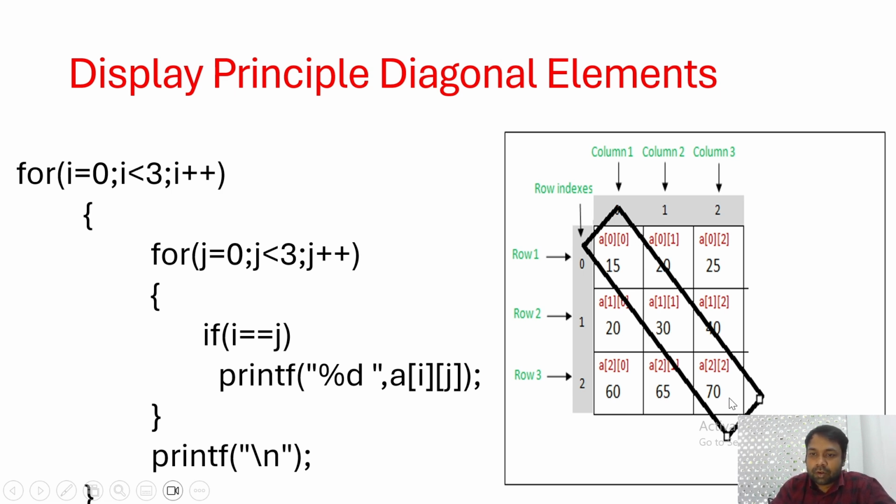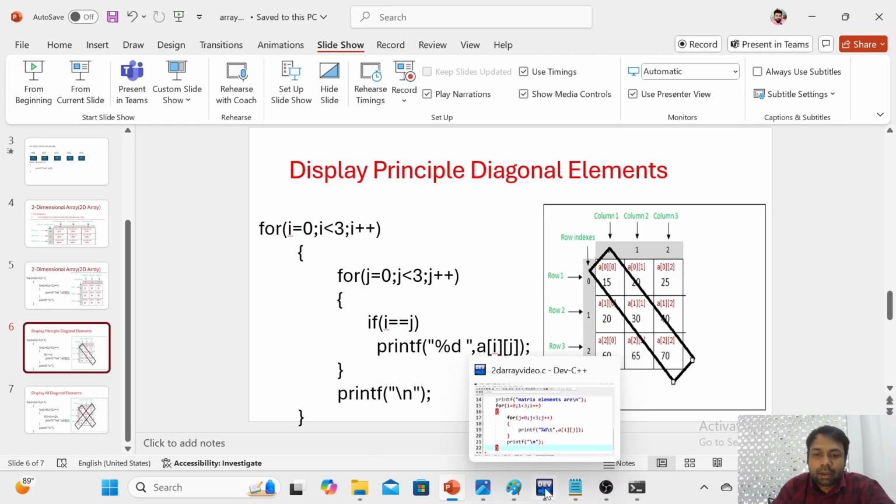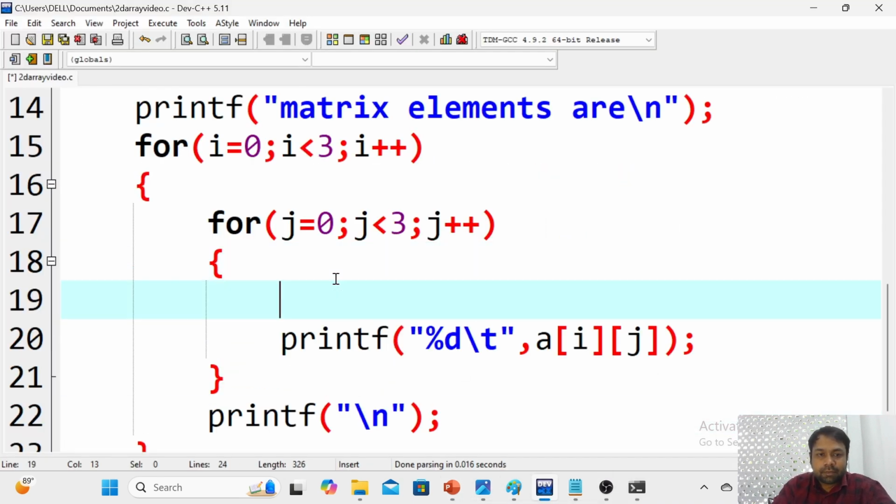Whenever you are asked to work on the elements, just look at the indexes here. In the diagram, what are the indexes? 0, 0: i is 0, j is 0. Here also i is 1, j is 1. i is 2, j is 2. When i and j are the same, only those elements are to be printed. Means in the previous code only add this condition: if i double equals to j, only print those elements. Otherwise, don't print. So that is the only condition to be added to print the principal diagonal elements. Here I am just putting the condition if i equals to j.